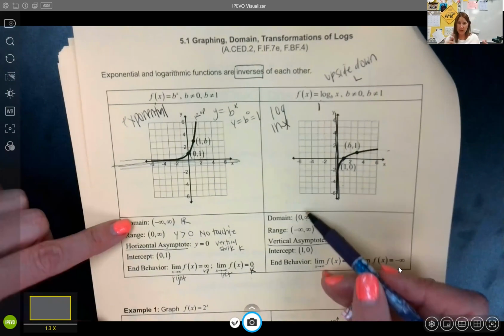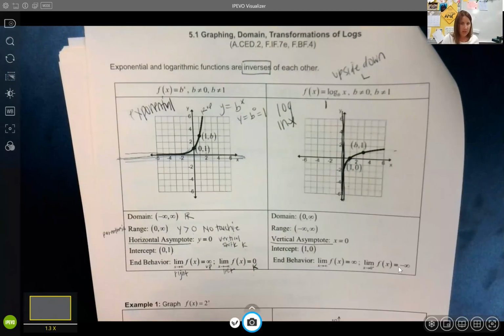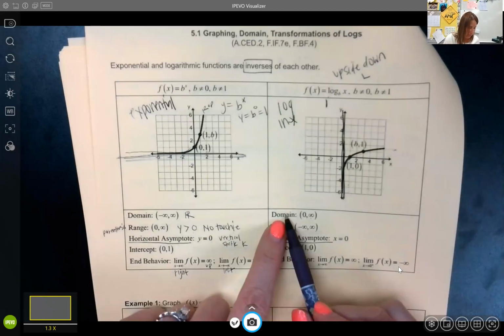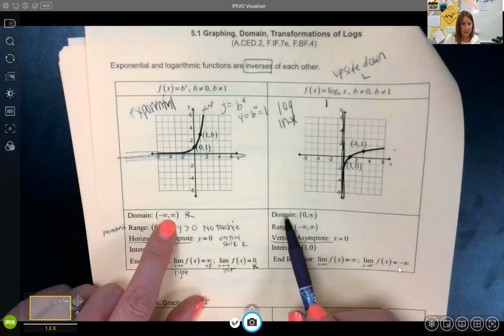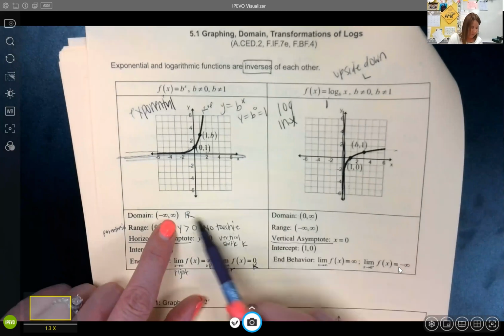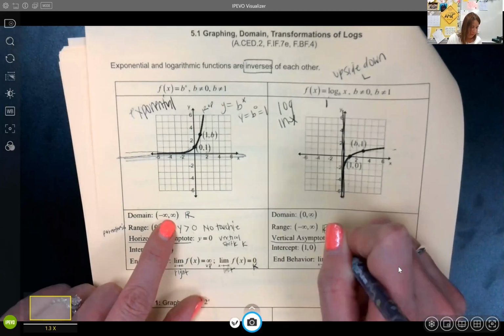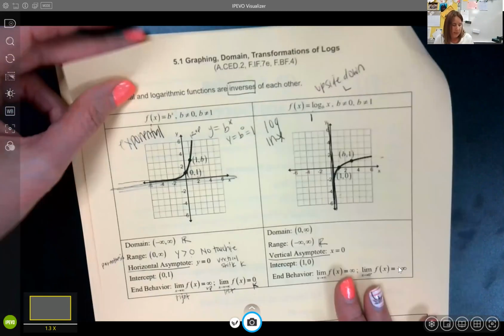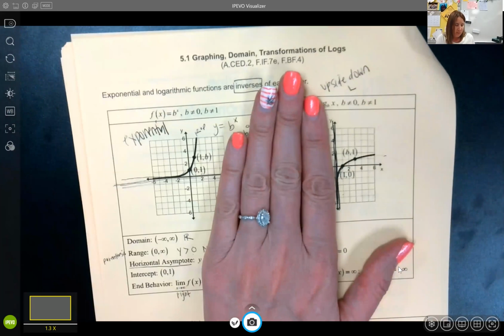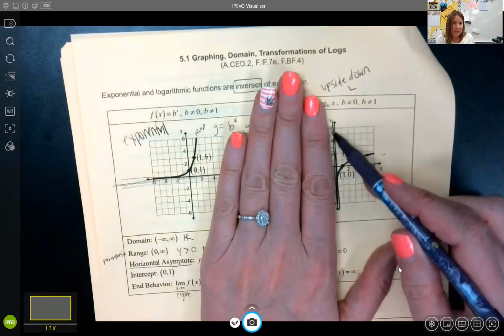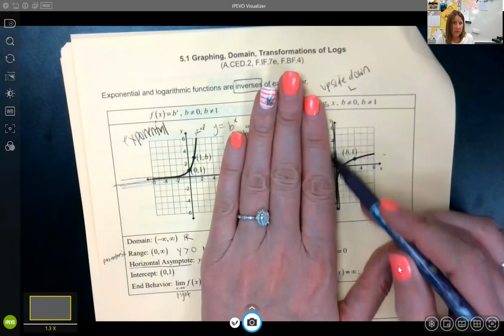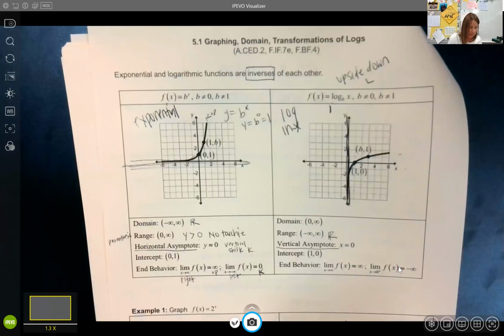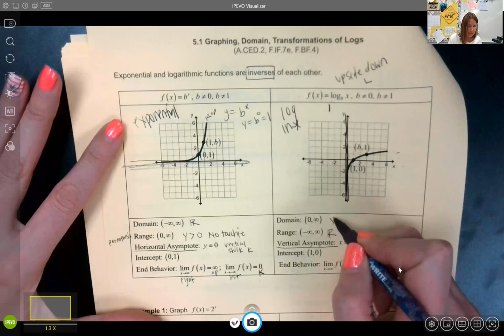Okay, so the domain and the range, remember these are inverses of each other, and when we do an inverse, we switch x and y. So when I do the domain and range, I'm switching the x and the y. So instead of the domain being negative infinity to positive infinity, that's now the range, okay? And then the domain is going to be 0 to infinity. I could cover this side of the graph. My whole graph is on the right side of 0, so 0 to infinity, okay? And another way to write it is x is greater than 0.